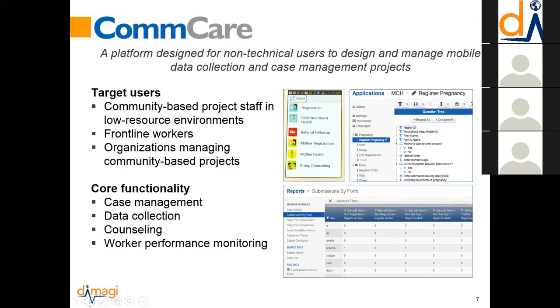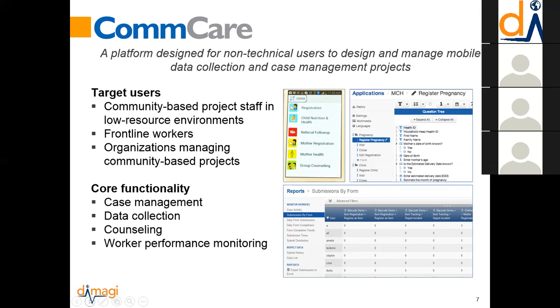Here's a couple of screenshots. First, of a CMAM app, which is a malnutrition or acute malnutrition monitoring app. And then what that actually looks like to build it online. So you can see a screenshot of what we call the form builder, where you go in and add questions. And then also an example of reports. So here's a submission by form and what frontline workers have submitted by each form.